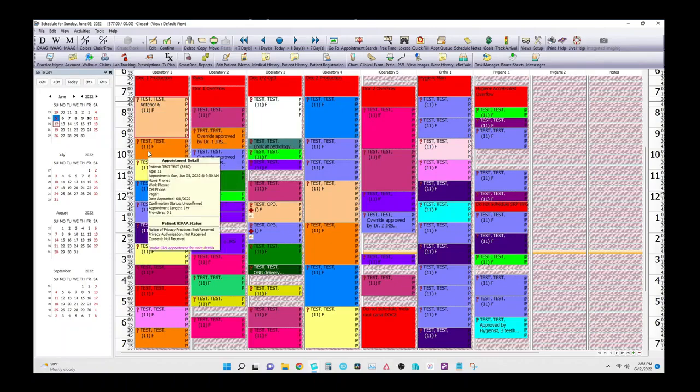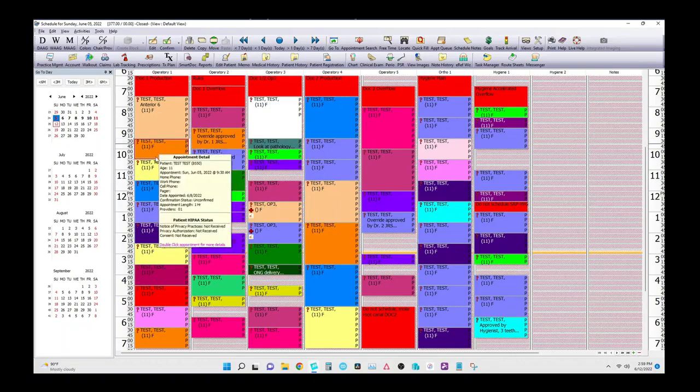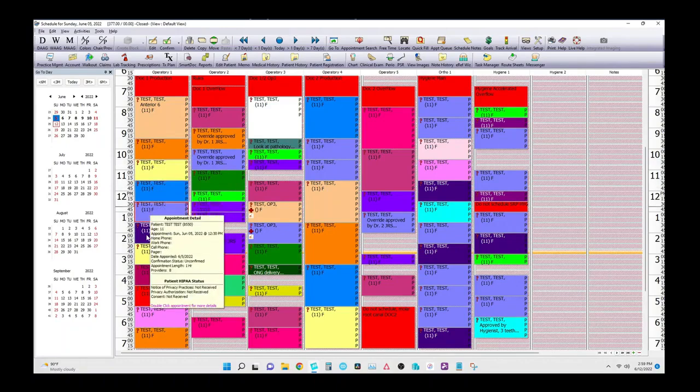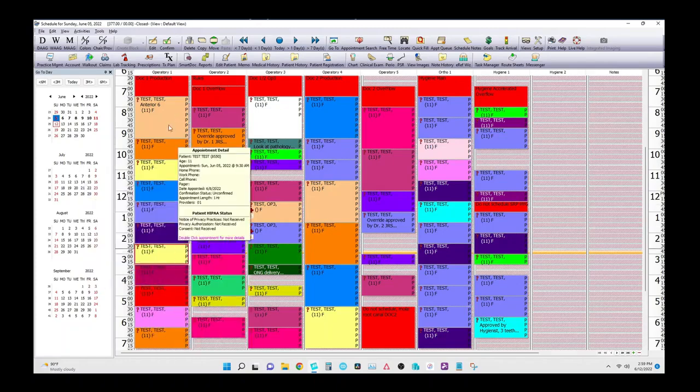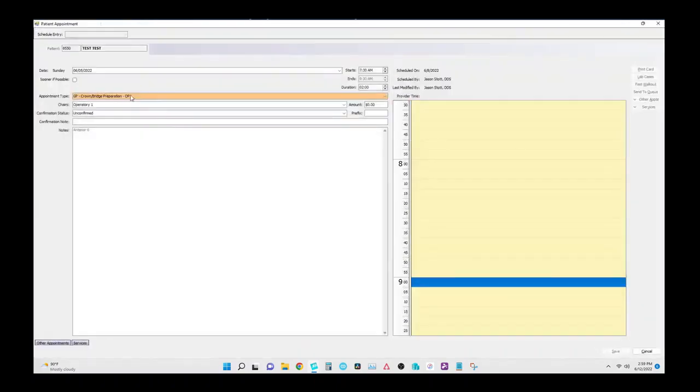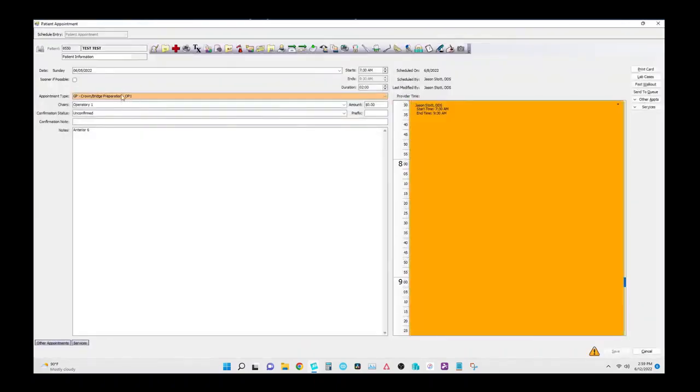And then here is our normal OP1 appointment: fillings set for an hour, set for an hour, set for an hour, okay? Set for an hour, set for an hour, set for an hour. You'll see every single one of these are OP1 type appointments. You'll see that designated right here in the appointment type, okay?